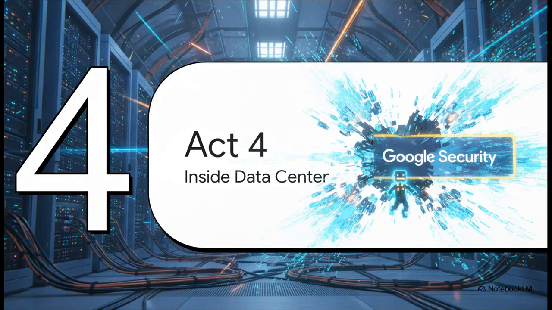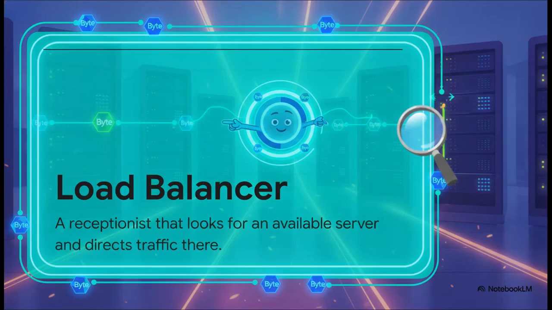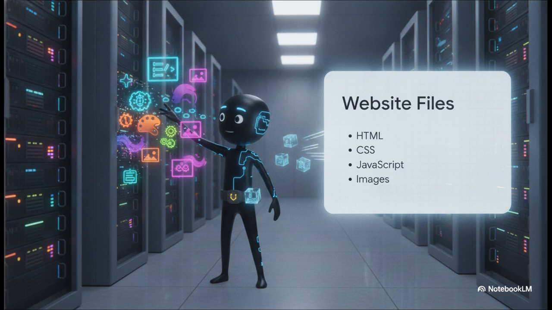Act 4. Inside the data center. Byte has finally breached Google's massive infrastructure. For step 7, keep in mind that Google doesn't just depend on one solitary computer. They operate thousands of powerful servers across data centers all around the world. So, Byte is first greeted by a system called a load balancer. Think of it as a super efficient receptionist. It quickly scans for a server that is completely available and directs Byte's traffic right there, ensuring no single server ever gets overwhelmed.